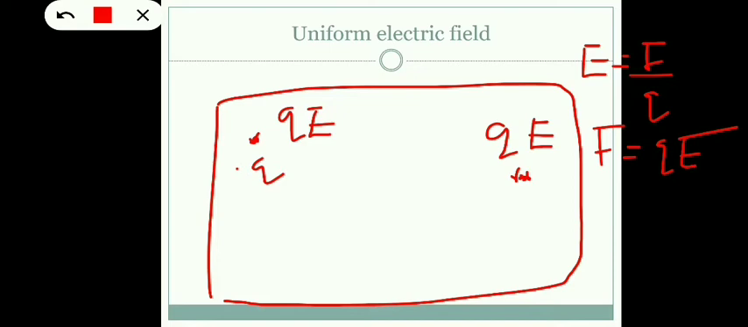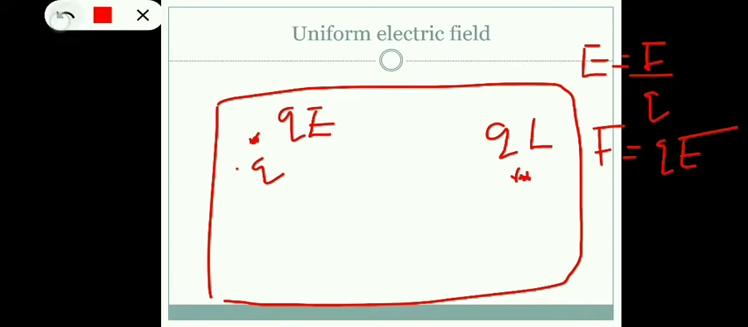And if we bring the same plus Q charge here at this point, what will be the force experienced by that charge? Same, Q into E. This E is the same everywhere. Similarly, the charge is also the same. So the force experienced by the charge at any point in this portion will be the same. So such a type of electric field is known as uniform electric field.